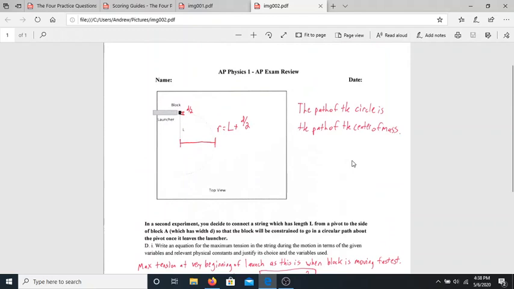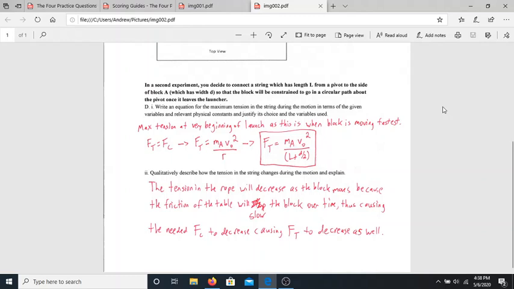it modifies it slightly. And what it does is it makes it so that now I tie a rope to one of the blocks, and now instead of it going in a straight line, it's going to go into a circle. Now, the first question is it basically wants you to figure out what is the maximum tension in the string during the motion in terms of given variables, and it wants you to justify why you picked what you did. So, for the first one, this is worth 3 points.